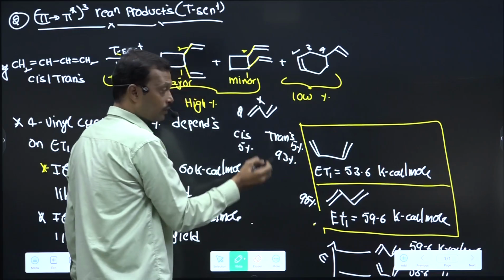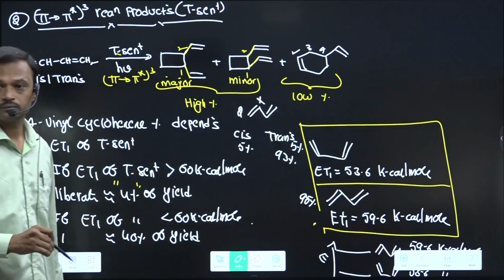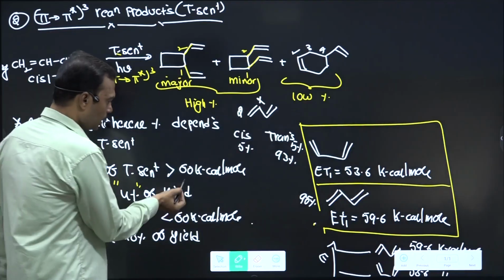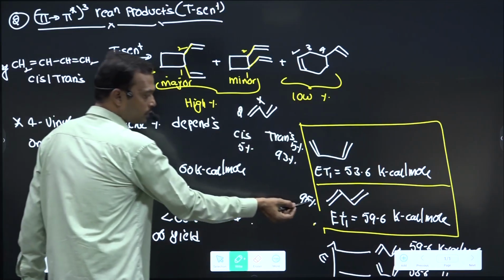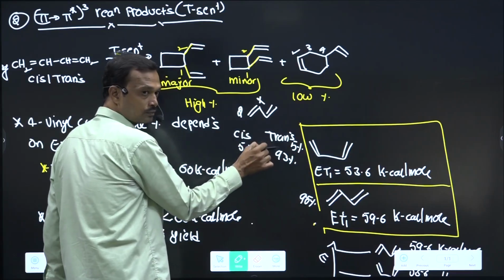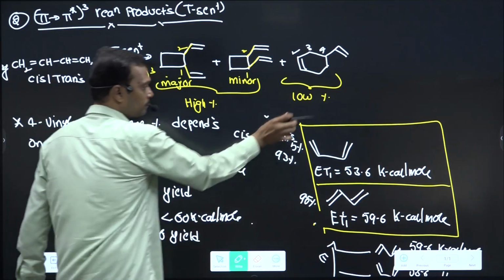It is 93. Activated trans combined with trans or cis? Trans only. This is your next topic. Okay, because if ET1 is greater than 60 kilocalorie per mole, trans is activated. Activated trans combines with trans. Suppose it is less than 60, which is activated?